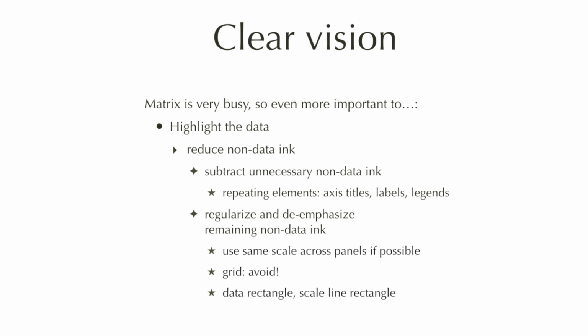A matrix plot is very busy, so it's even more important that you highlight the data using the steps I've described previously. For instance, you would want to make sure that there's not too much repeating elements that are obvious from other parts of the matrix. You'd try to use the same scale across each of the panels. You'd try to avoid a grid because it makes the slide or the graph even busier, and you have to pay extra attention to your data and scale line rectangle.